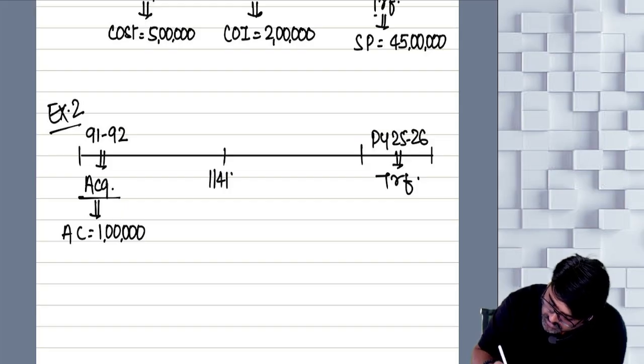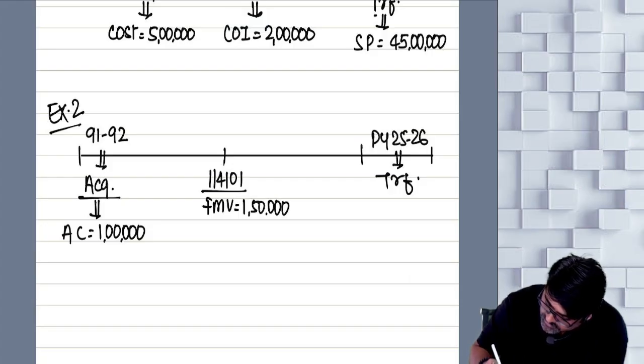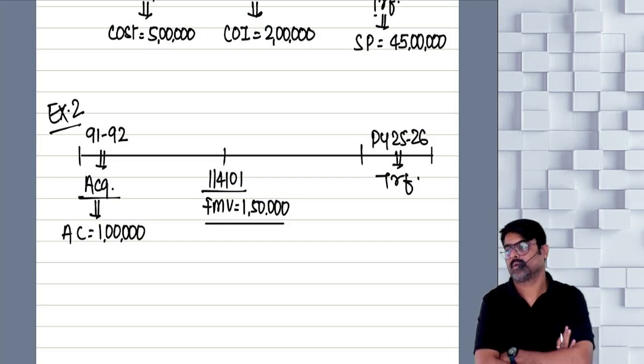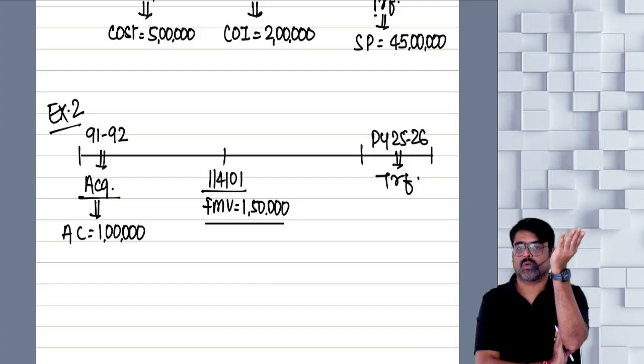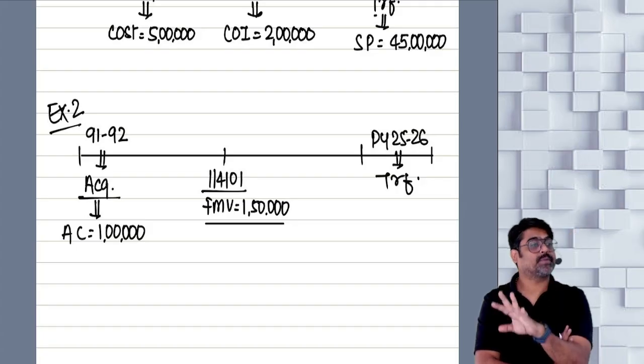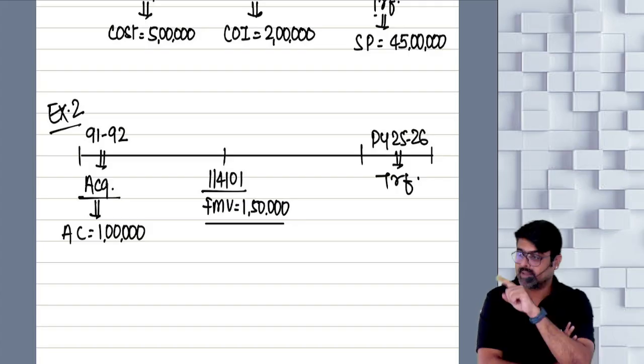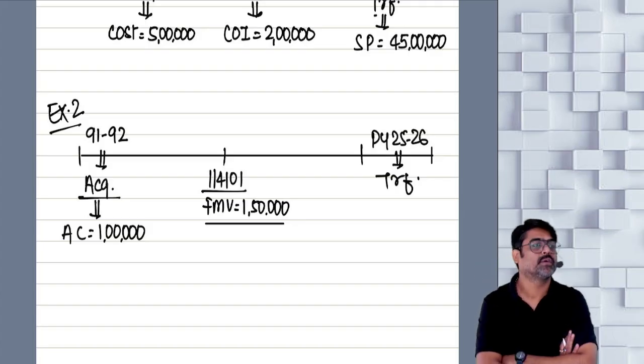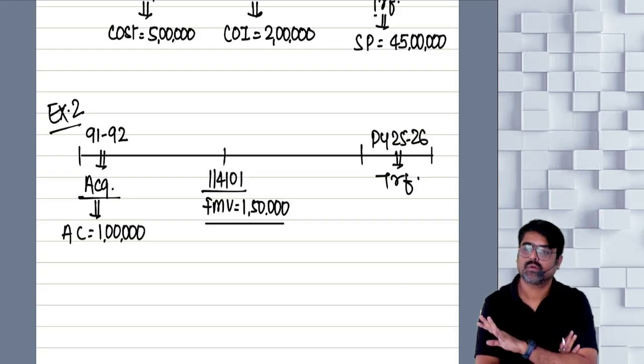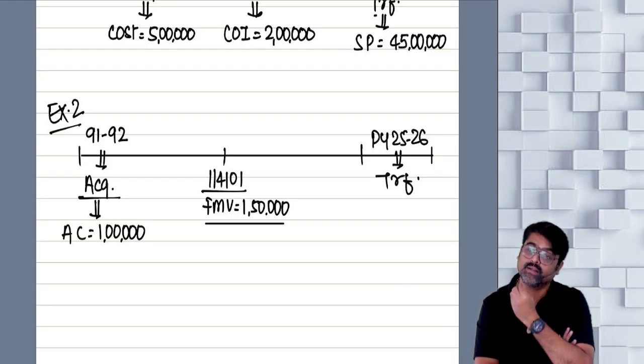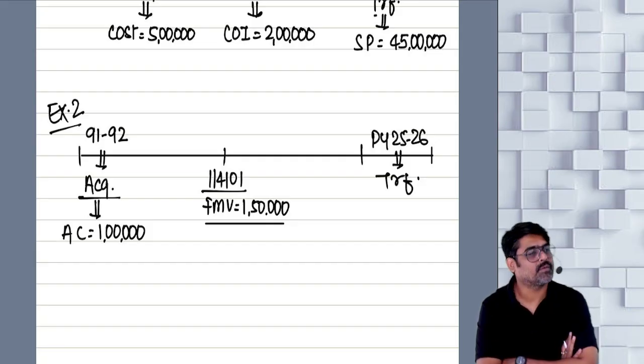This is my 1st April 2001. On this date, the fair market value of this asset is 1,50,000. So since the asset was acquired prior to 1st April 2001, I get the option under section 55(2)(b) to take the actual cost or fair market value, whichever is higher. So which cost will I take? Tell me.